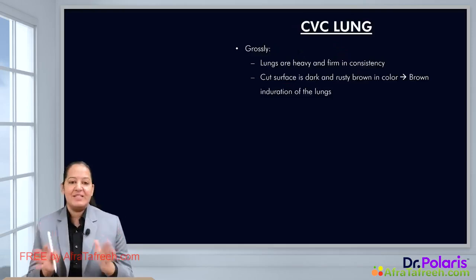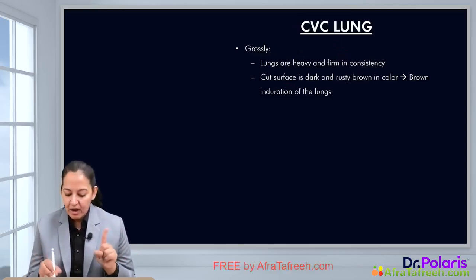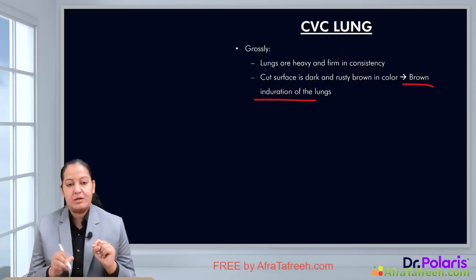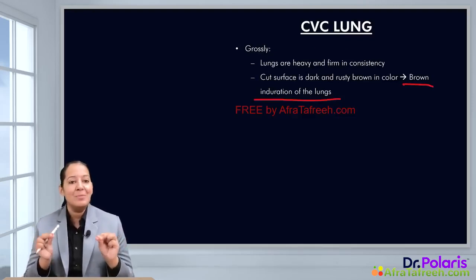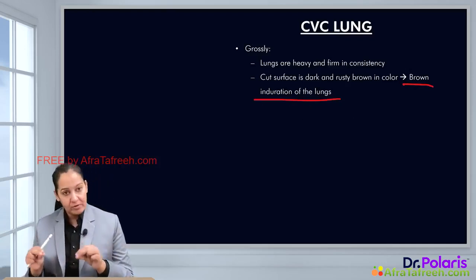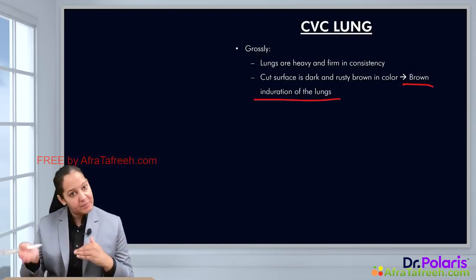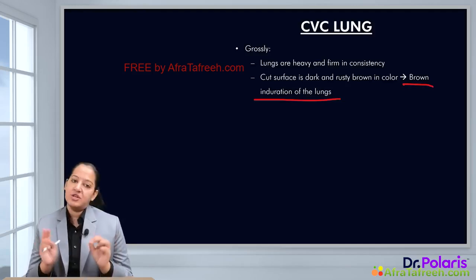Let me start with CVC lung. So what is the gross here? In the gross, you have to learn one word. The lung looks brown induration. There is brown induration in the lung. The reason for the brown induration is hemosiderin deposition inside the lung. Hemosiderin is a pigment which is brown in color, which is providing brown induration to the lung. When I teach you microscopy, you will understand why and from where hemosiderin is coming in the lung. But here the brown induration is due to hemosiderin.